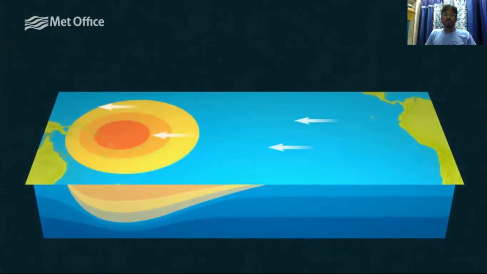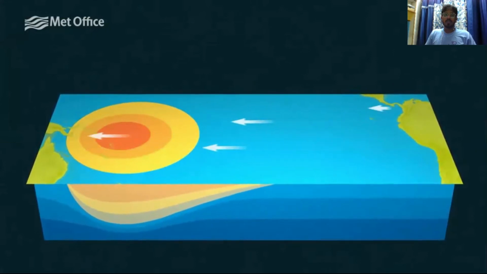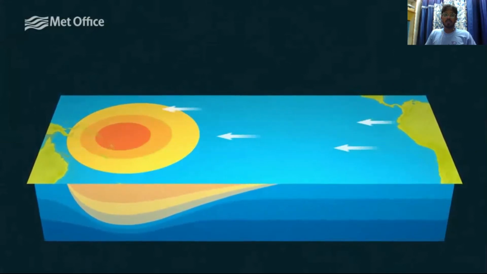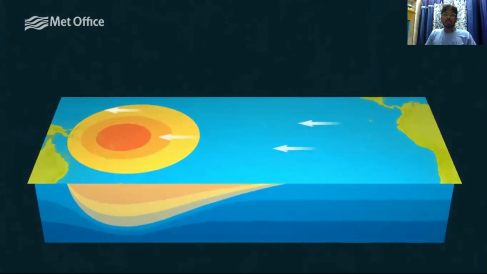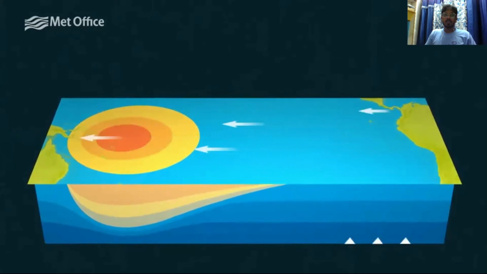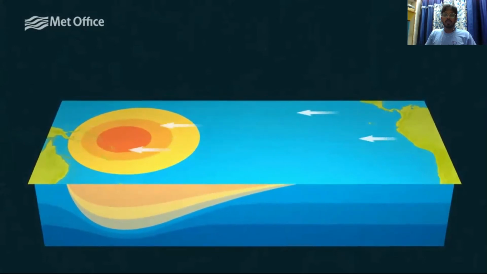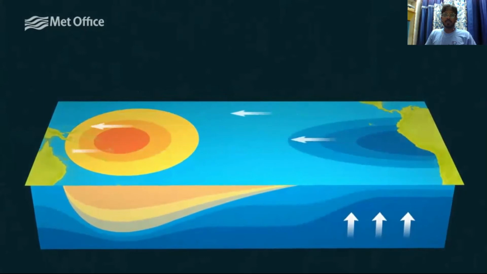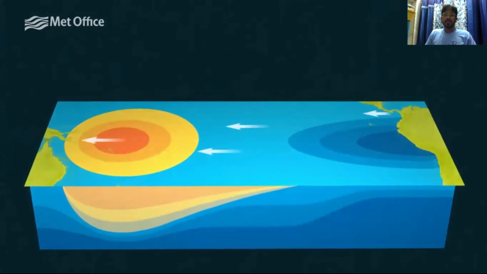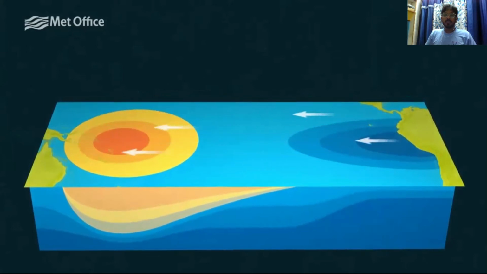These winds push warm water near the surface in their direction of travel, so the warm water piles up on the western side of the ocean around Asia and Australasia. On the other side of the ocean, around South and Central America, as the warmer water gets pushed away from the coast, it's replaced by cold water which is pulled up from deeper down in the ocean, a process called upwelling.